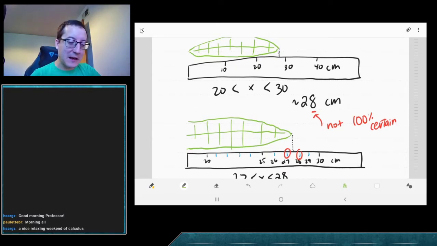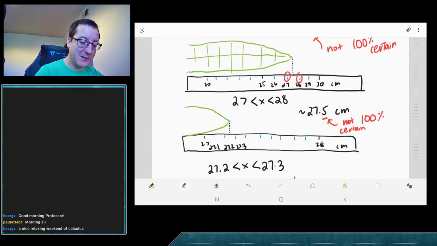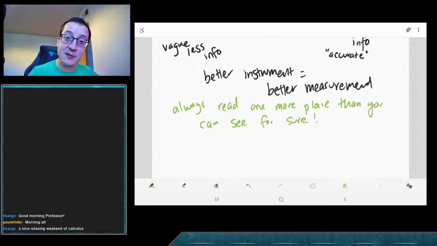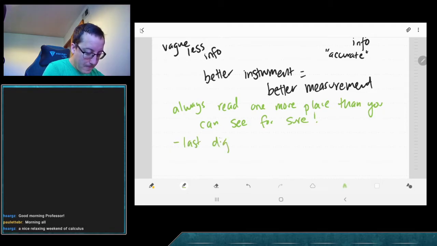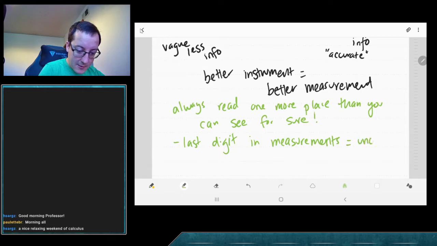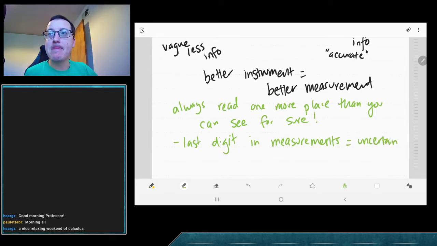Okay, so on this first one, if I gave you this ruler and this leaf and you told me 27.24, I would say, BS, you're crazy. There's no way you can have that much information. Okay, so just one place more than you can see. And it's understood that the last digit in measurements is uncertain. Okay, so we all accept this whenever we're doing a measurement with our eyes or something.